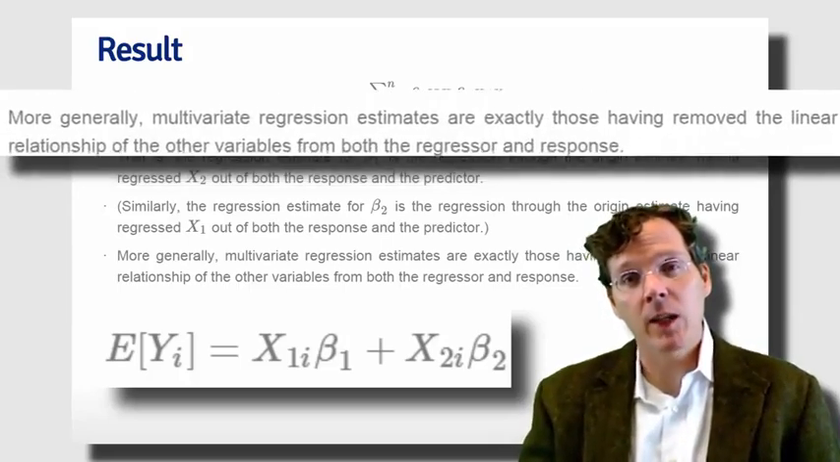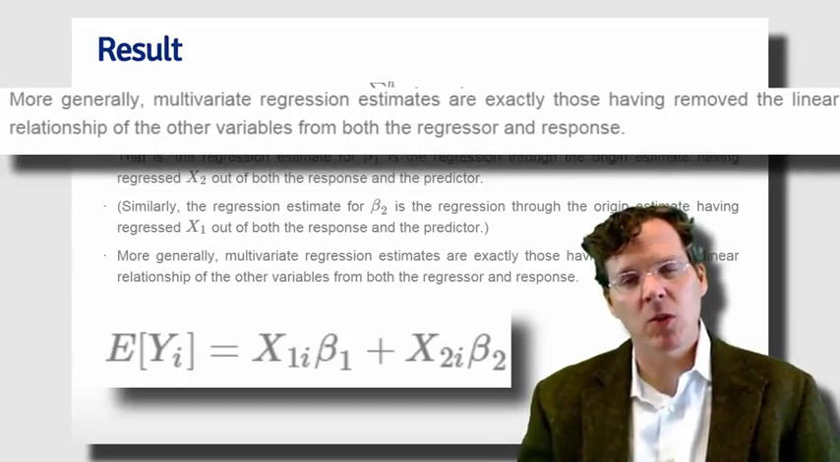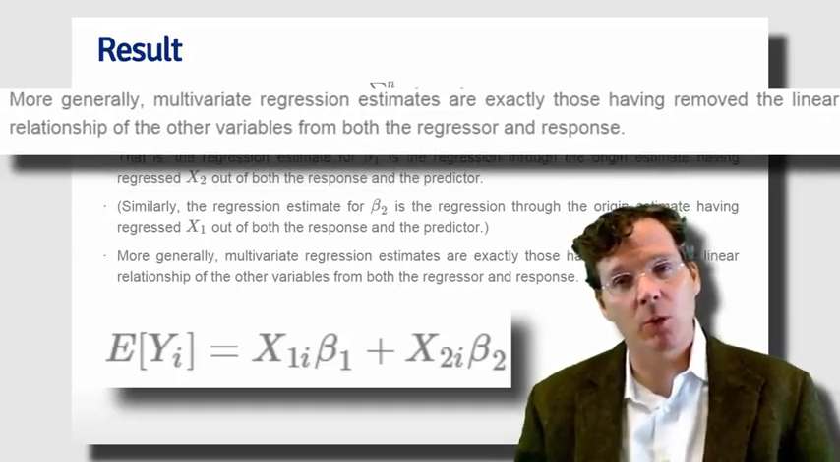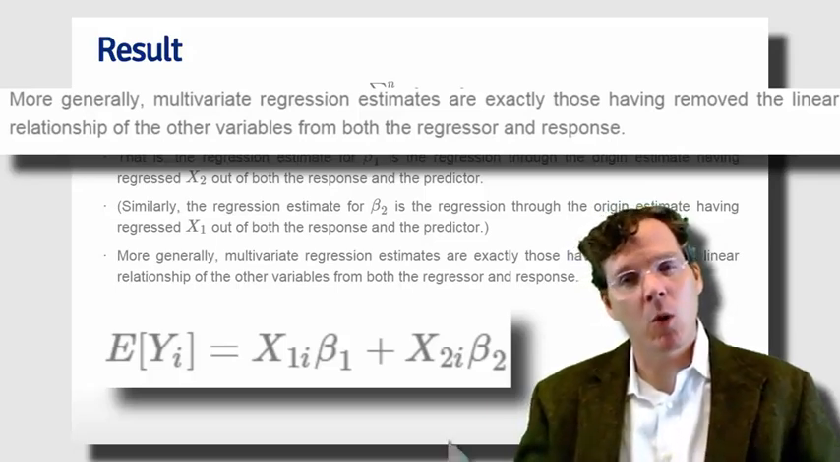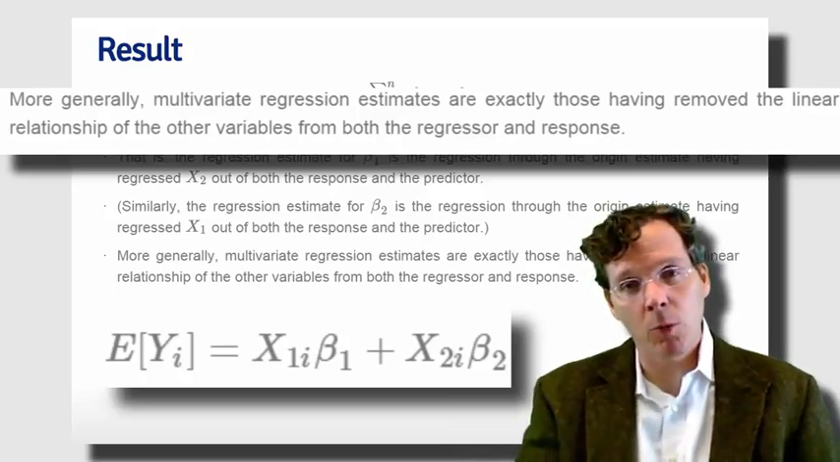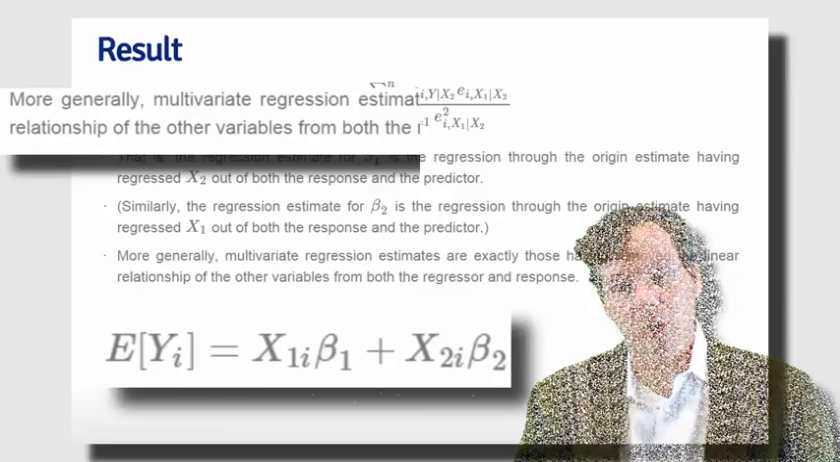And this is why multivariable regression relationships are thought of as having been adjusted for all the other variables. We'll go on in the next slide and talk about how this relates to a full multivariable regression where you have lots of predictors.